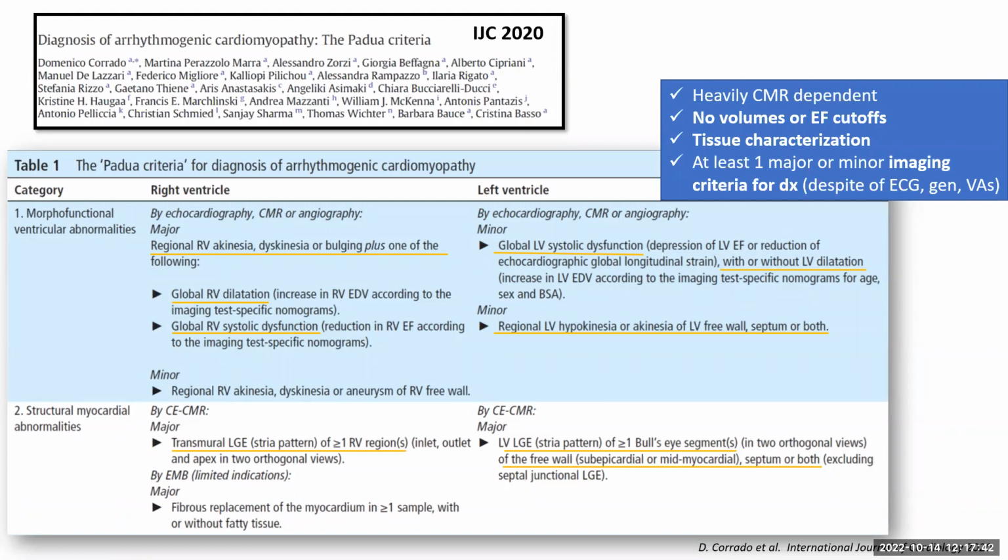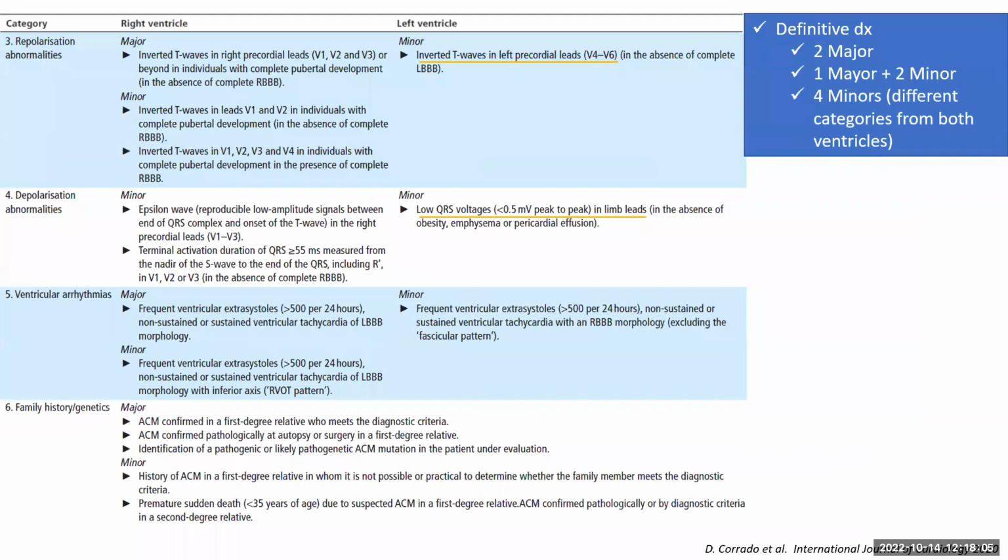An important difference of this Padua consensus, in contrast to the 2010 task force, is that the fulfilling of at least one imaging criterion is mandatory for the diagnosis, regardless of the other clinical findings. In other words, we need the presence of an imaging phenotype, like in hypertrophic or dilated cardiomyopathy, for the diagnosis. They also have included the ECG criteria that are the T-wave inversion in the lateral leads and the presence of low voltage QRS in the limb leads.